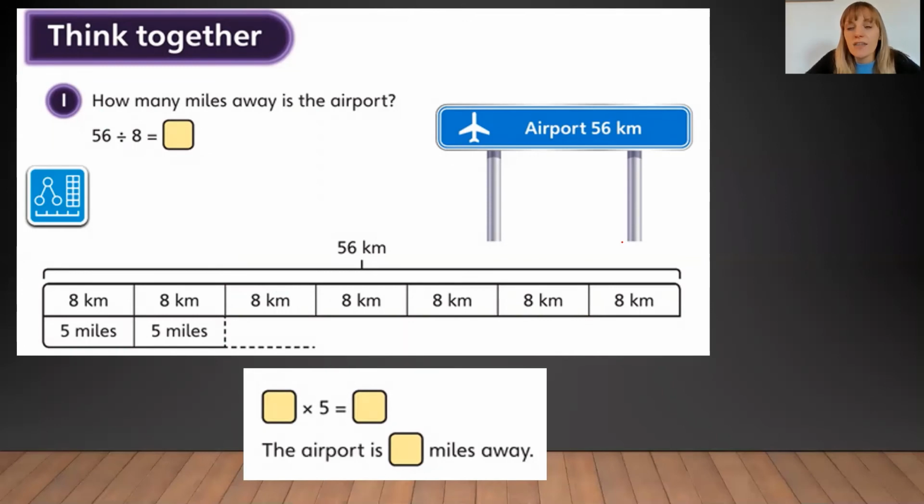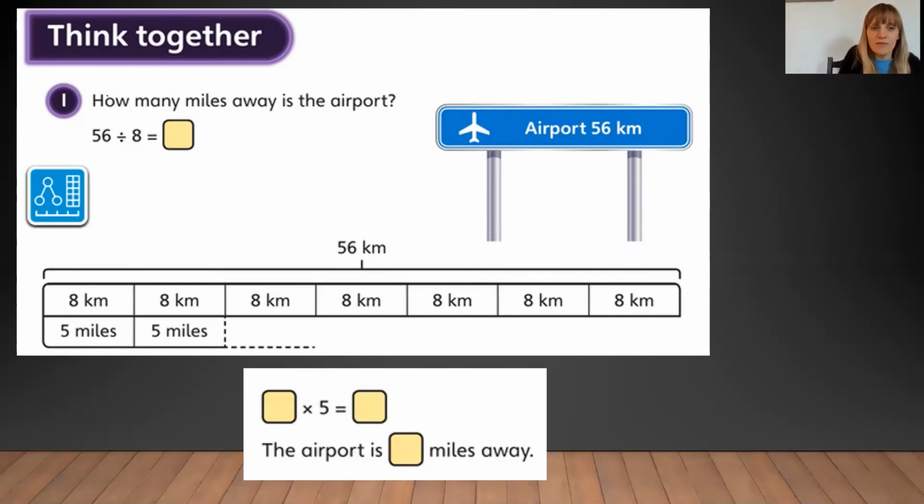Now, the airport, they're saying, is 56 kilometres. Now, 56 kilometres, the kilometres is what's going up in our 8s, isn't it? That's what we've got to remember. Now, this is saying how many miles away is the airport. So I've got to think, well, how many groups of 8 kilometres have I got? Once I've figured that out, I can then know how many groups of 5 kilometres I need to calculate.